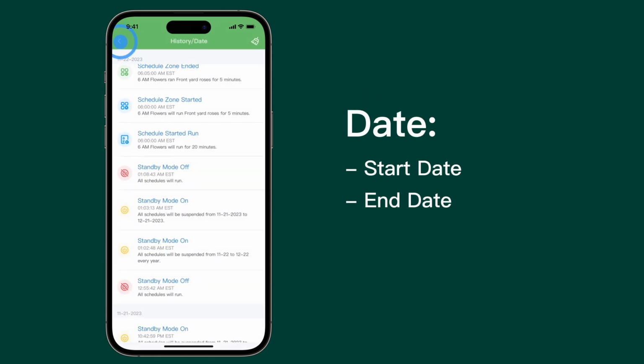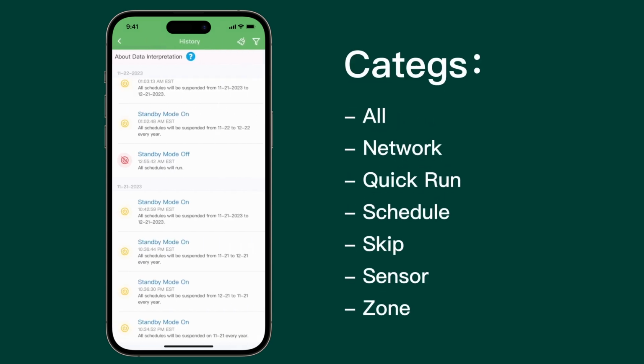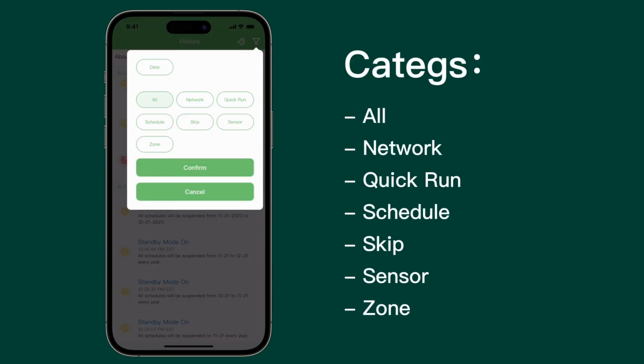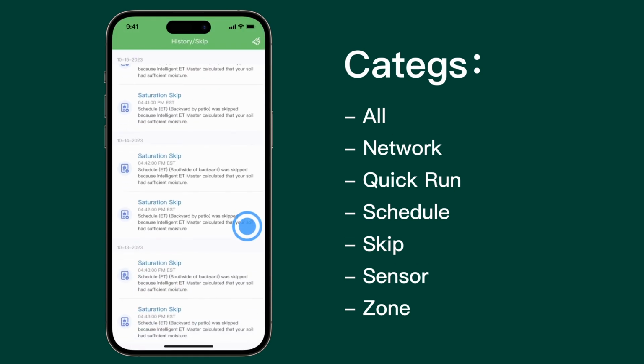Filtering by different categories is just as straightforward. Click on the relevant keyword, then tap the Confirm button at the bottom to see matching records. For instance, if I want to check cases of weather skips, I'd click on Skip and then Confirm. And now the display would show all weather skip entries.